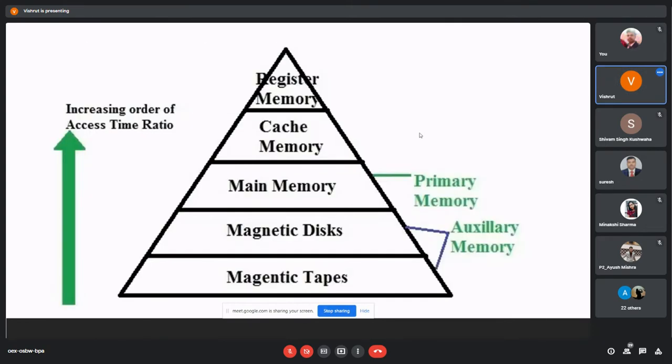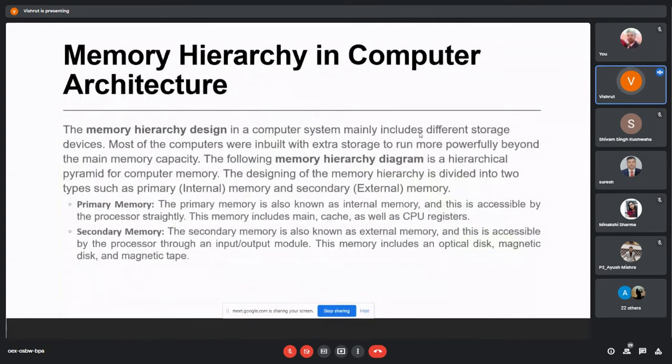The design of the memory hierarchy is divided into 2 types: primary or internal memory and secondary or external memory. Primary memory is accessible by the processor directly. This memory includes main memory, cache, as well as CPU registers. Secondary memory is accessible by the processor through an input-output module. This memory includes optical disc, magnetic disc, and magnetic tape.